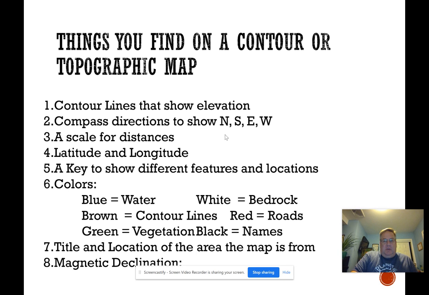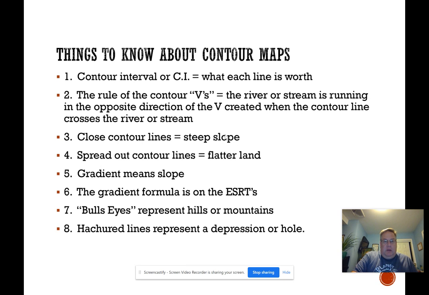Okay, so these are the things that you'll find. If you see CI, that stands for contour interval. So again, that's what each line is worth. The rule of the contour V's.